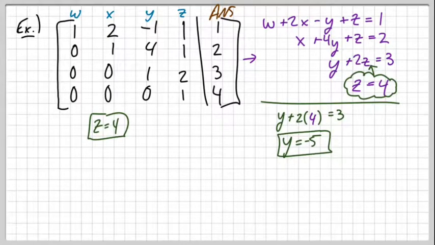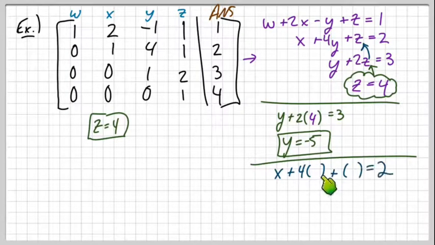All right, so now we know what z is, we know what y is. Let's work our way up the chain one more time because since we know z and we know y, we could easily plug in those values and get our answer for x. So if we go up the chain one more time, let's see. X plus 4y plus z equals 2. That's what this equation says.